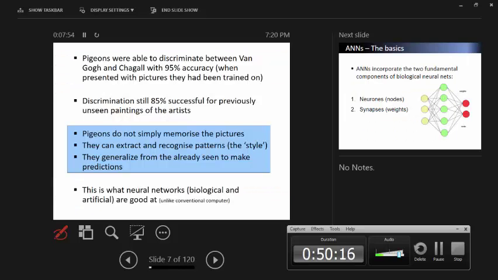Pigeons were able to discriminate between Bengal and Chagall with 95% accuracy with the training. So training needs to be done. How many times of training? I don't know, but it depends upon the level of intelligence, right? What about a neural network, the software that we learn today? How many times should we train?